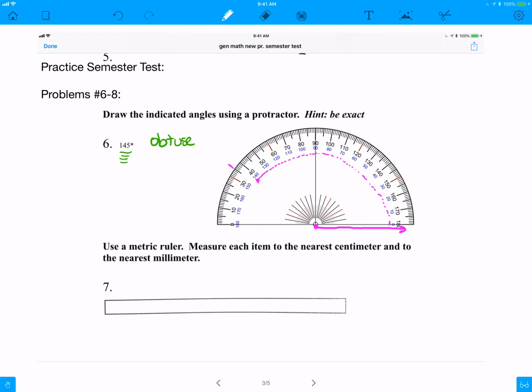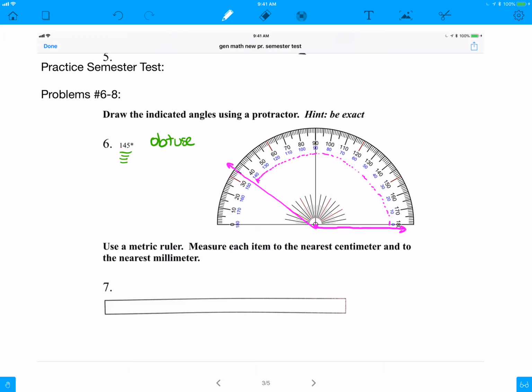What you want to do, if the plastic's getting in the way, is hold the pencil where you think 145 is, and then just move the protractor away. If you move the protractor away, you'll be able to draw on your paper, and then just draw that final line. It should be really close. Again, use a straight edge. I have some rulers over there by the cabinet, so you can always grab one of those if you want to draw really, really accurate lines.